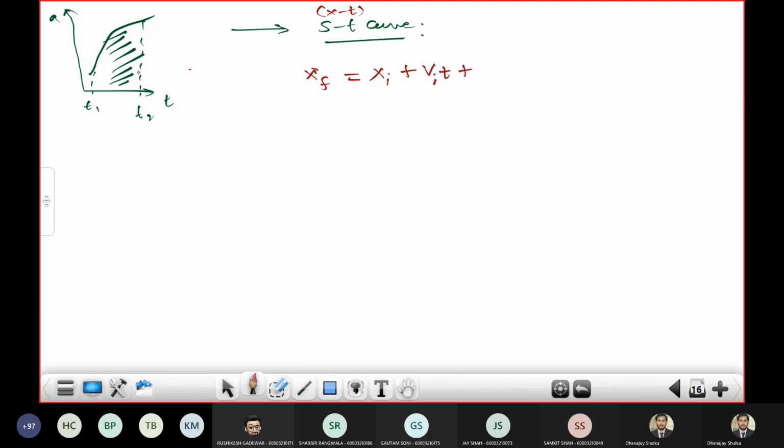You need to take the moment of this area about the centroidal point. Let's say the centroidal point of this area is here. Let's say this is tg. tg is the centroid of the area, and let's say we want to find out.